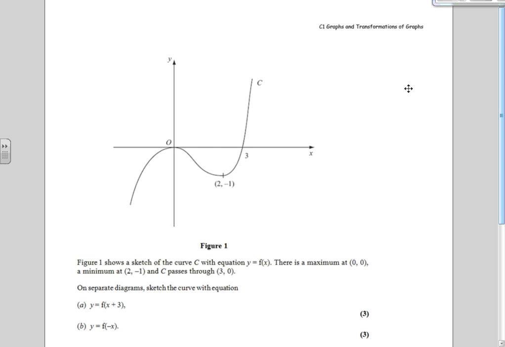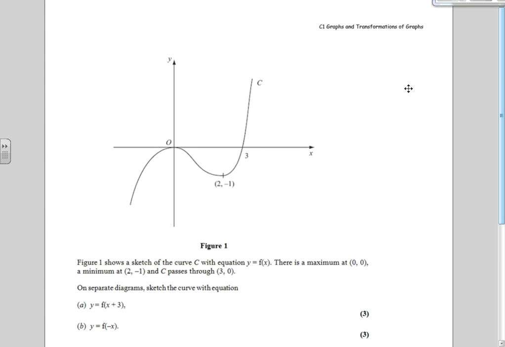C1, Graphs and Transformations of Graphs, past paper question, January 2009, question 5. So here we are given a graph of y equals f of x, which has a maximum at (0, 0), and has a minimum at (2, -1), and passes through (3, 0).